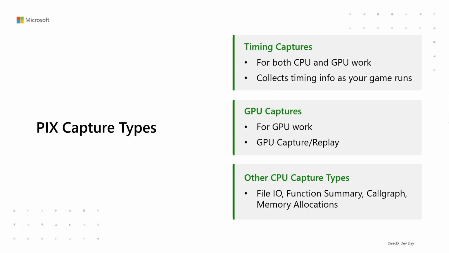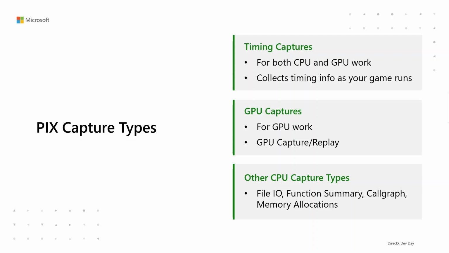GPU captures, meanwhile, well, they're our heavyweight capture type. They inject themselves into your game, and they intercept all of your game's GPU work. When you trigger a capture, typically of a frame or so, we serialize that GPU work from that frame into a capture file. And when you open the capture file for analysis in PIX later on, PIX will repeatedly replay that GPU work over and over again, while you can analyze it using different tools available in PIX. I'll show you more about that later.